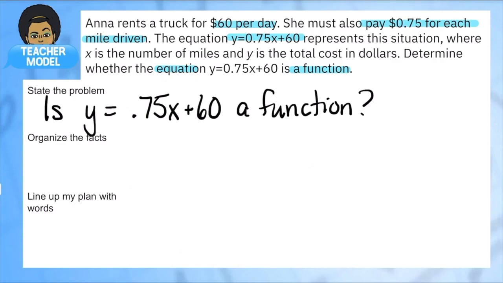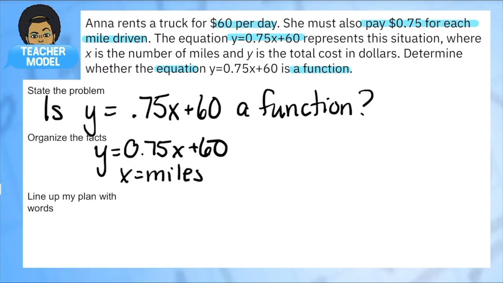And what facts do we have? Well, we have the equation y equals 0.75x plus 60, and what else do we know? Well, it is kind of an in and out table, where x equals miles, and the number of miles I drive will determine my cost. I know that there's a fixed part of it. There's already $60, and for every mile I drive, there's an extra 75 cents. I also know this is linear.